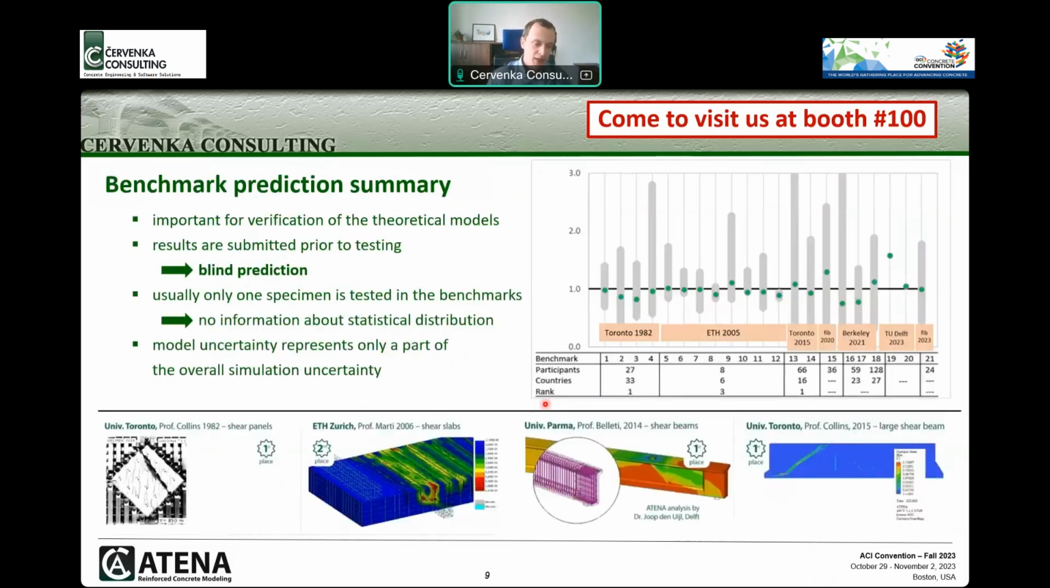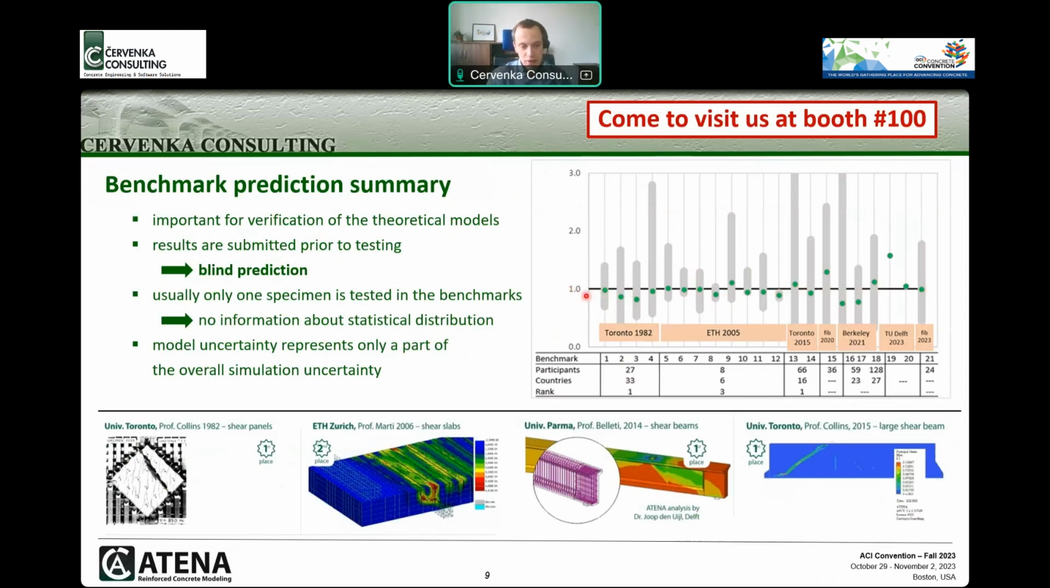Here you can see, just schematically, our other benchmark blind test prediction which we participated in, and more of them are summarized in this table. The green dot represents our prediction, and you can see that it's in most cases quite close to the actual results.